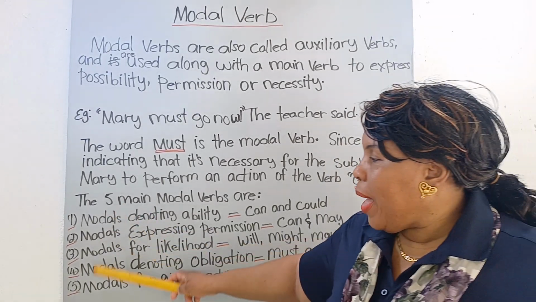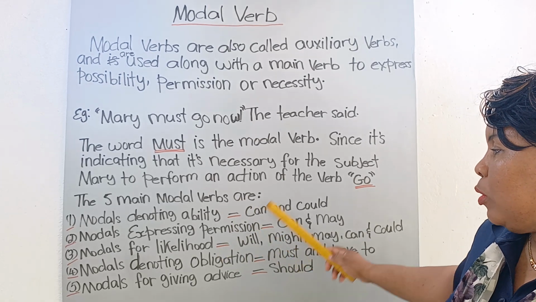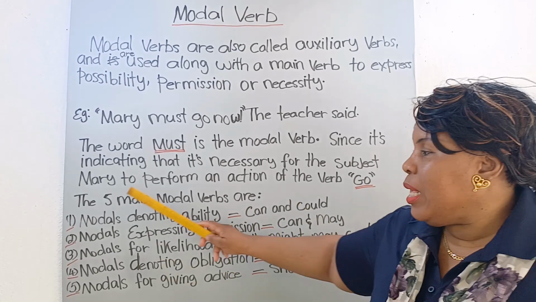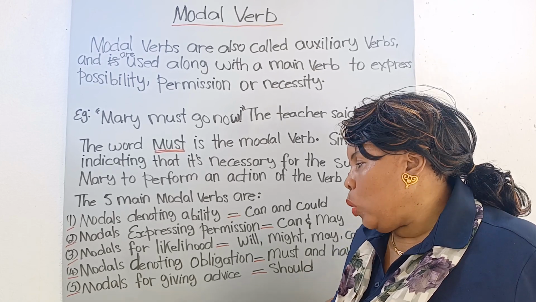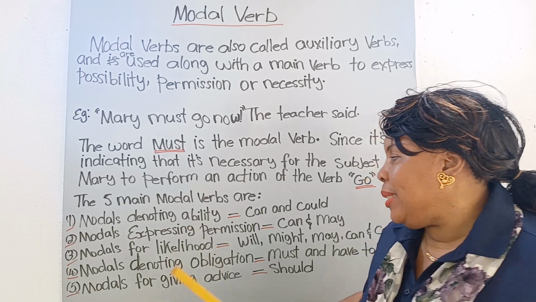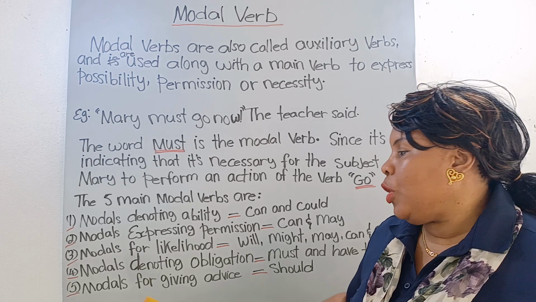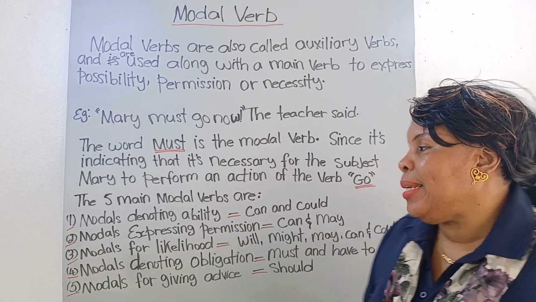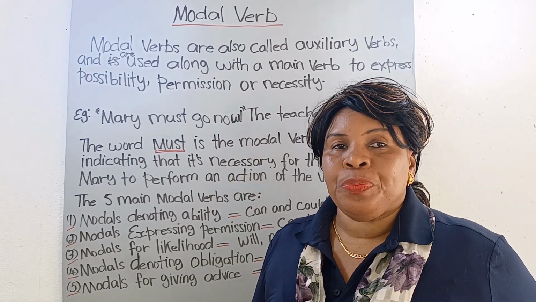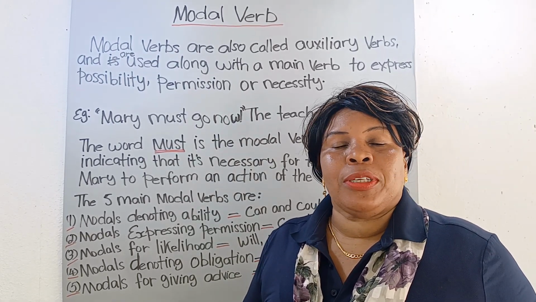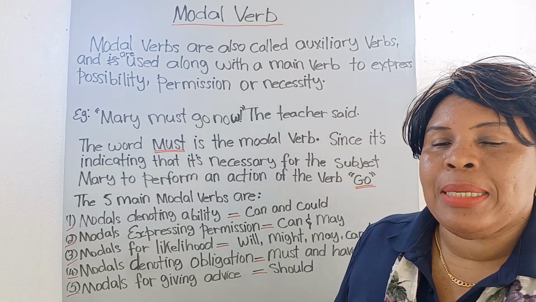So look at these 5 main modals. Modal verbs, how they can be used. These are the modal verbs, right? And these are the capacities under which they are used, right? For denoting ability, expressing permission, likelihood, denoting obligation, and for giving advice. And these are the modal verbs. In our next lesson, we will go through several different forms of modal verbs and how they can be used in a sentence.